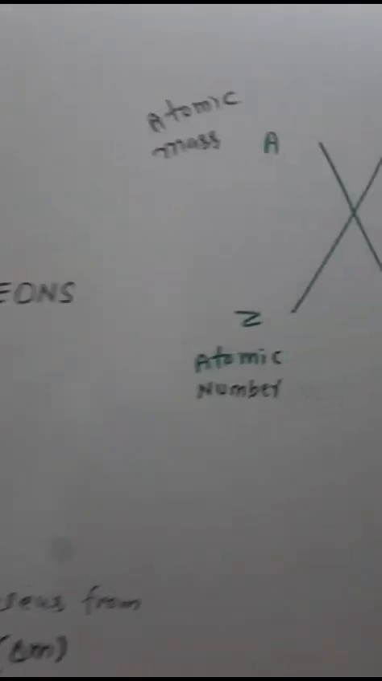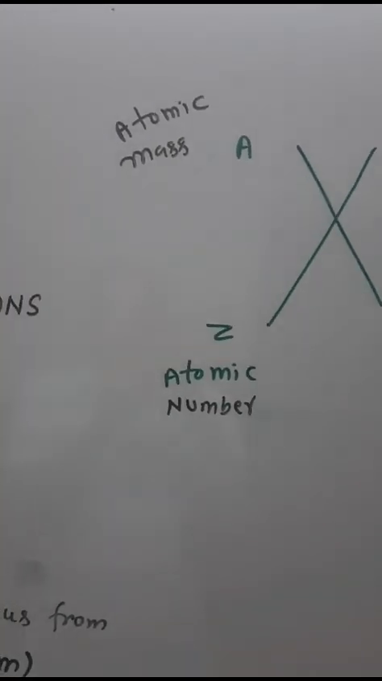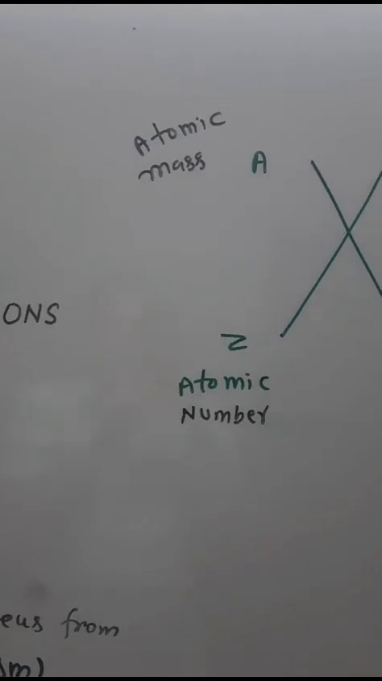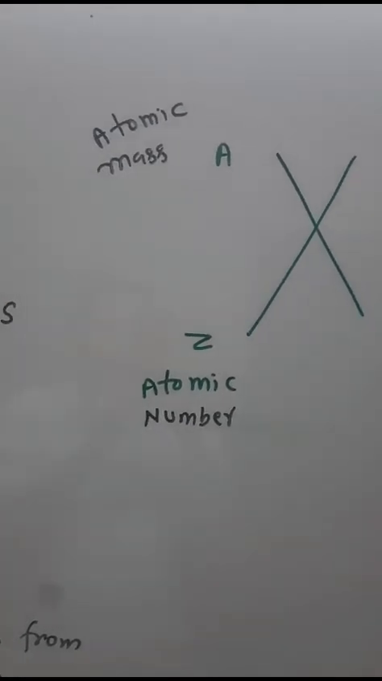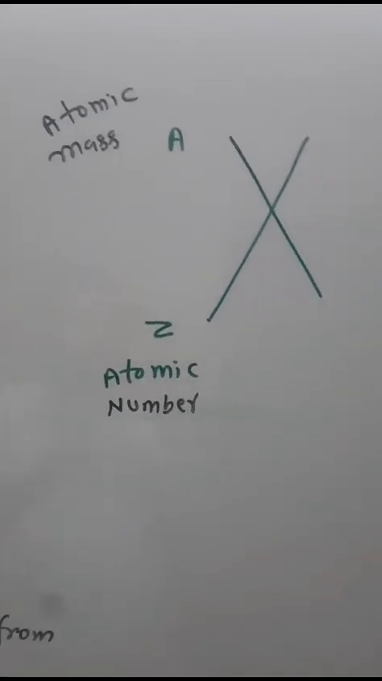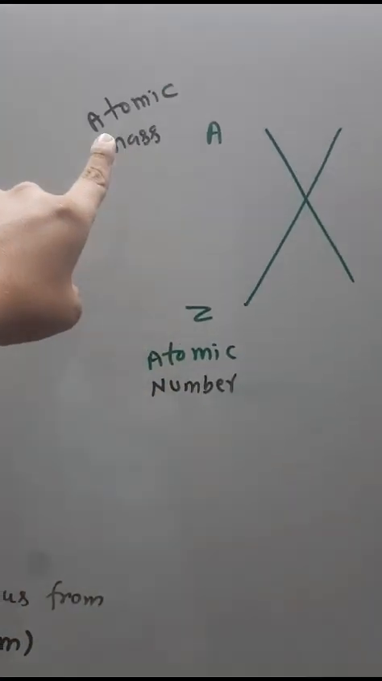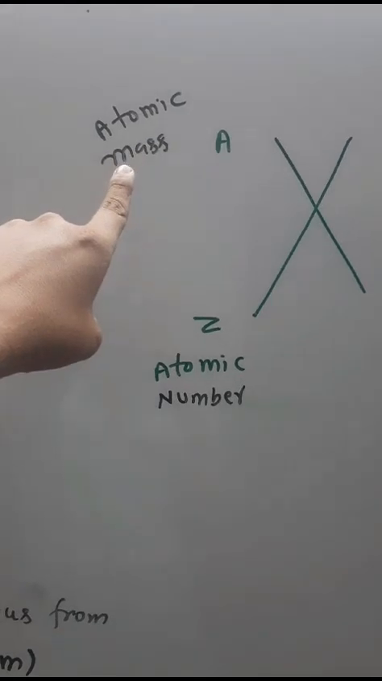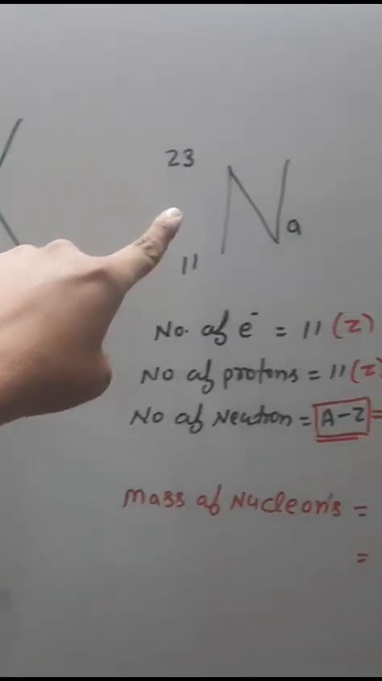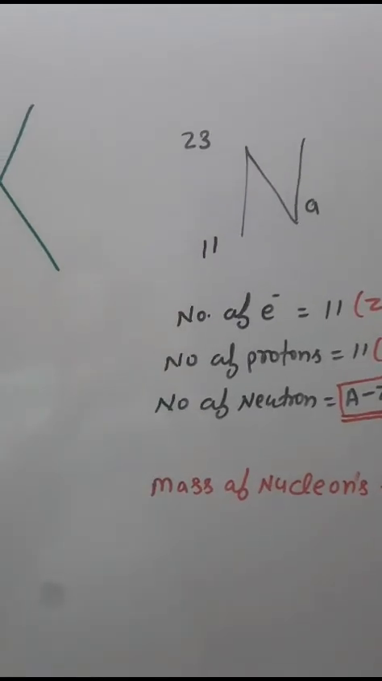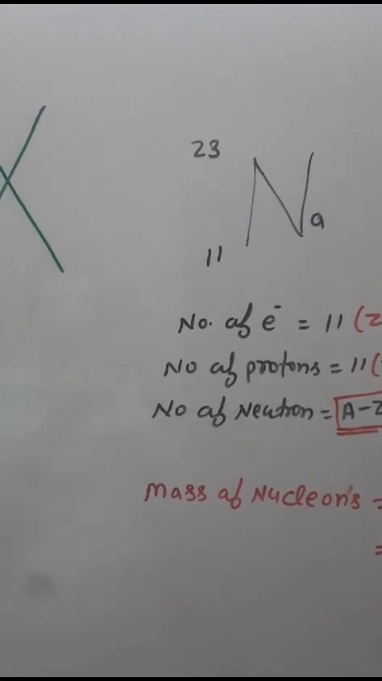Now let's try to understand how we generally write an atom. Generally we write an atom like X. On the lower side we write the atomic number and on the top side the atomic mass or mass number. For example, in sodium we write 11 sodium 23.